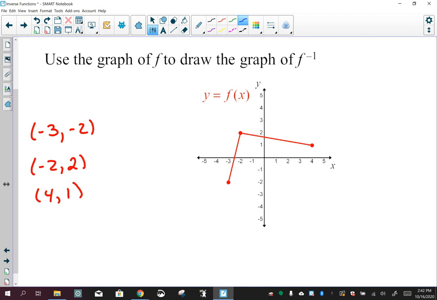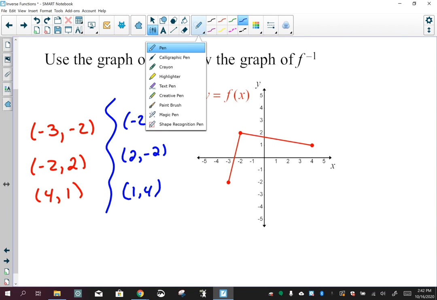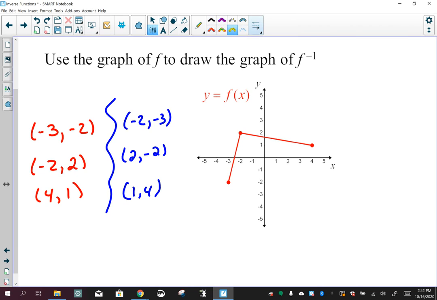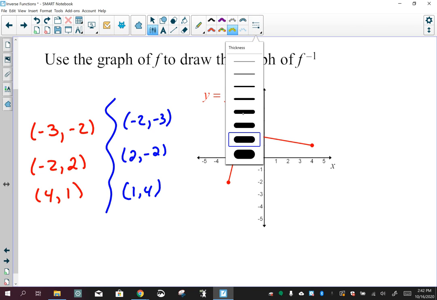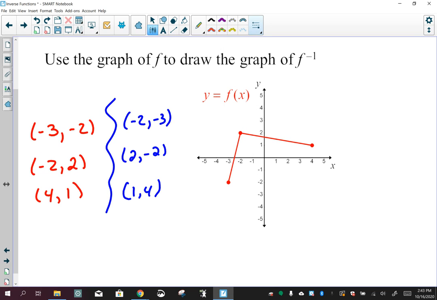So what we're going to do is we're going to inverse these points here. So we have -2, -3. We have 2, -2. And we have 1, 4. And then we're going to take our new founded points and come over here on our graph, and we are going to plot our new points. So I'm going to go over to -2, -3 and put a dot. And I'm going to go to 2, -2 and put a dot. And I'm going to go to 1, 4 and put a dot.